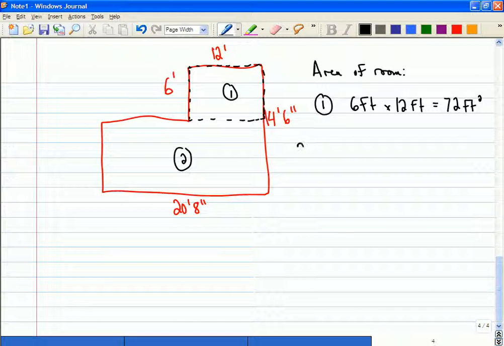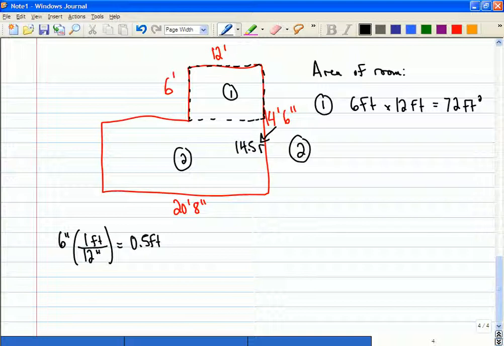For the other room, it's a little trickier because of 14 foot 6 inches. There are 12 inches in 1 foot, so this is 0.5 feet. I could rewrite this then as 14.5 feet, and now I'll be able to use it in my calculation. You can't use it as 2 different measurements. It has to be together as one. It could be all in inches, but it'd be easier if it's all in feet because we're going to use feet to get into yards.